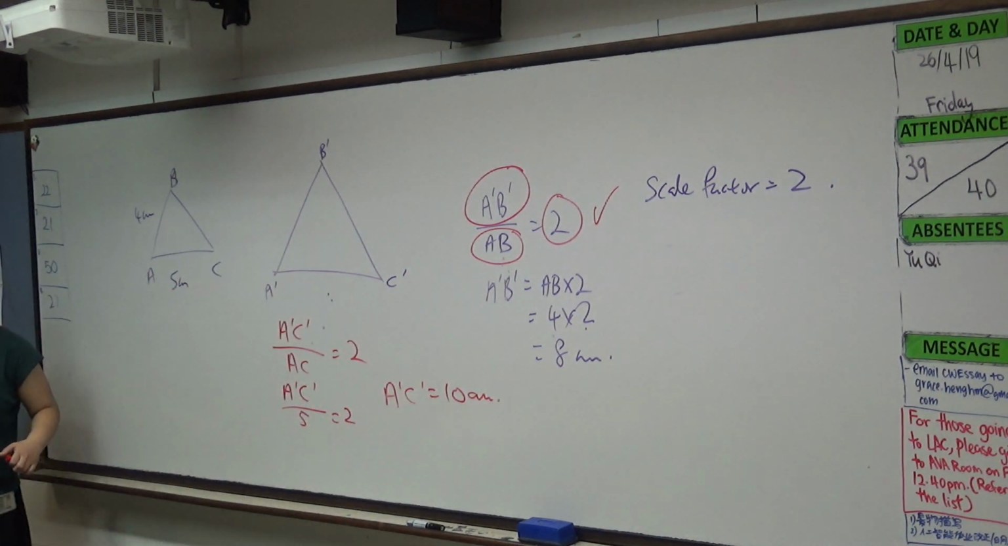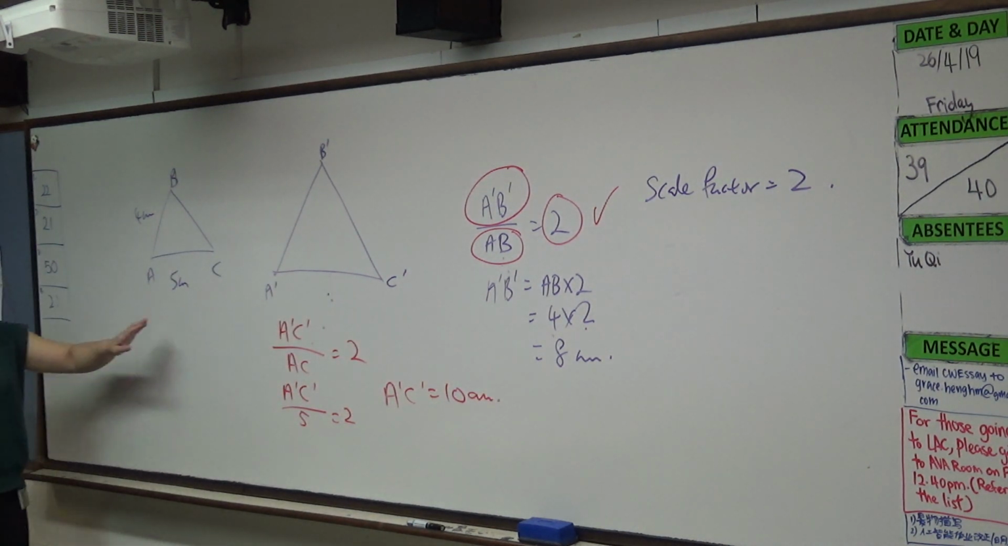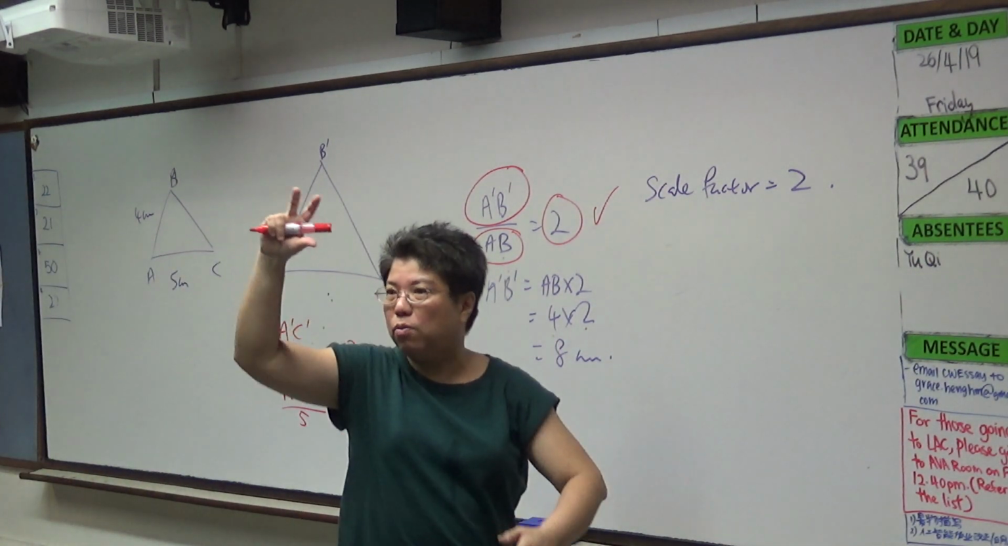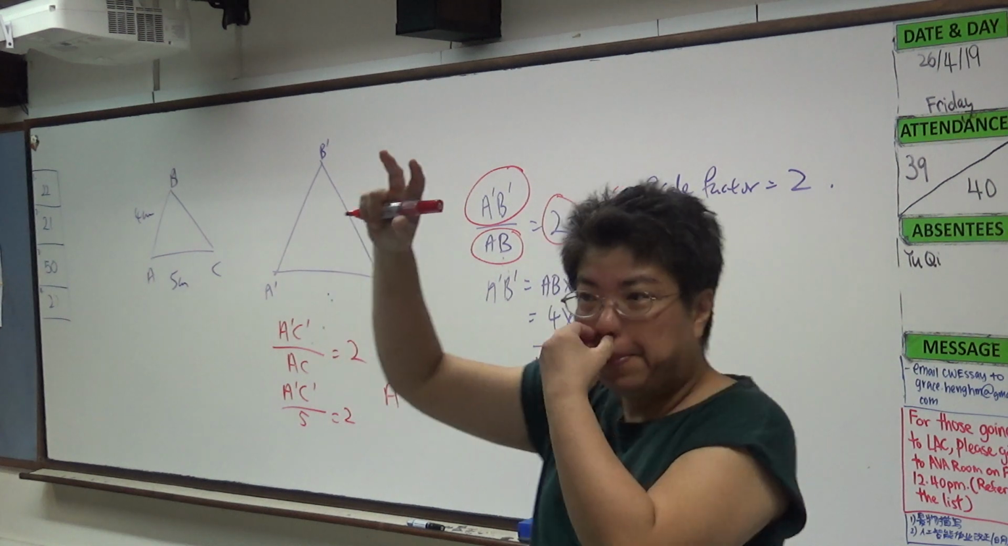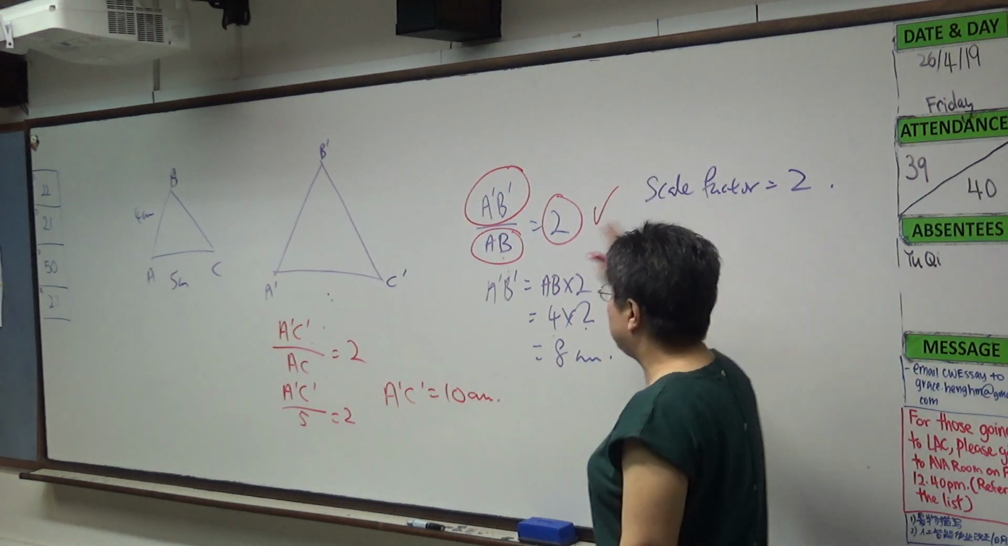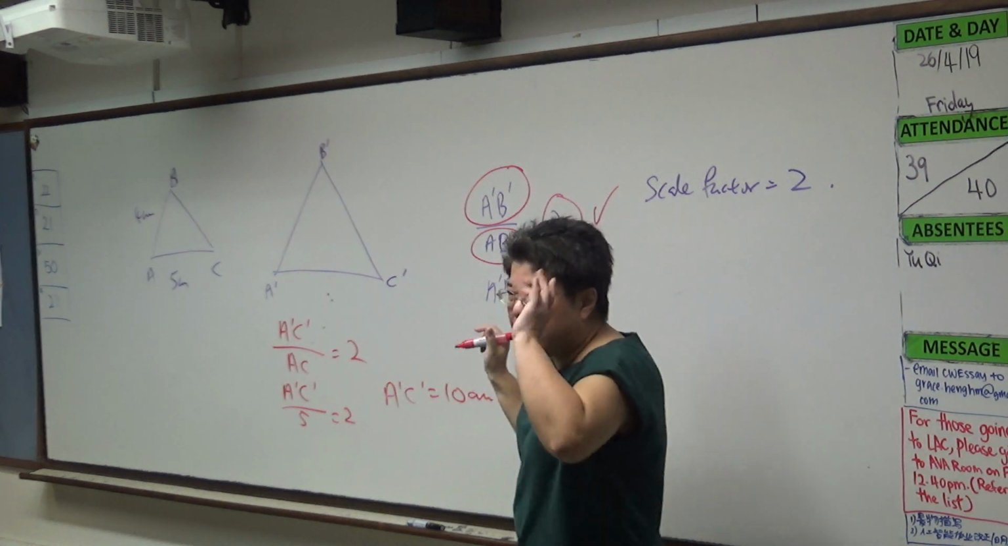Can you see it? Then you ask me again, Joe, can I just take 4 times 2 and 5 times 2? The answer is yes. But I want to show you where the fundamental statement is. Everybody clear now? So if you see scale factor 2, straight away times 2 is okay. Now that's the danger.